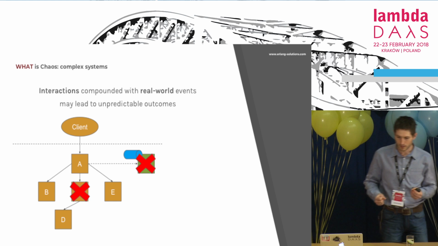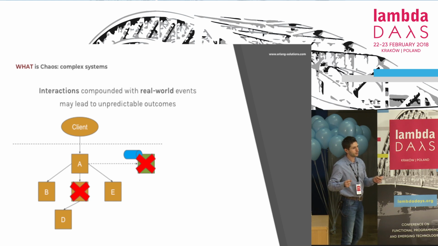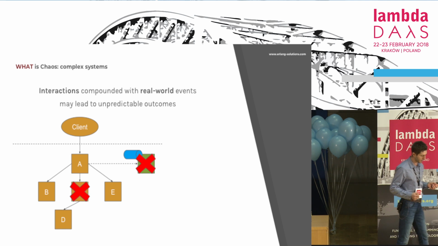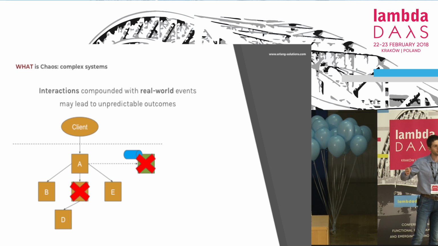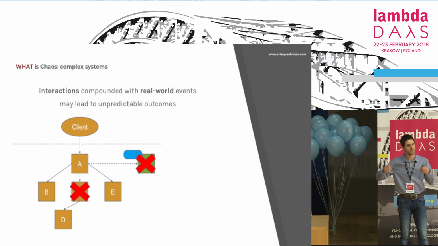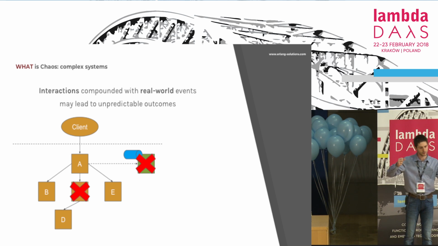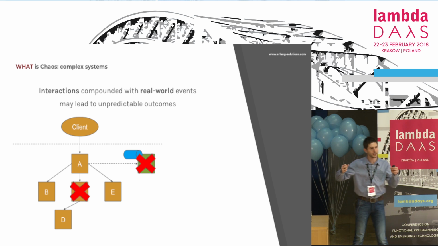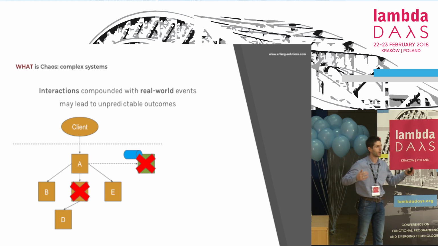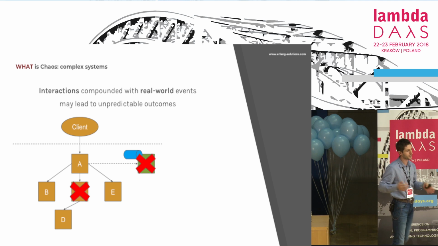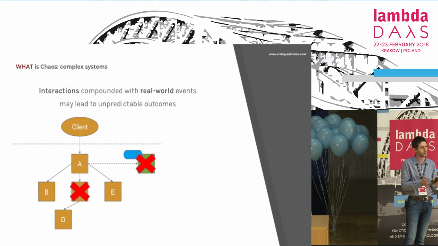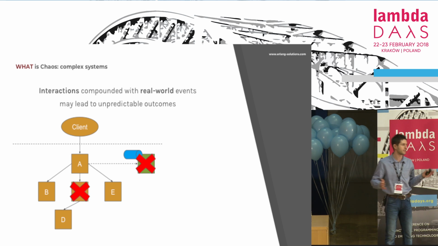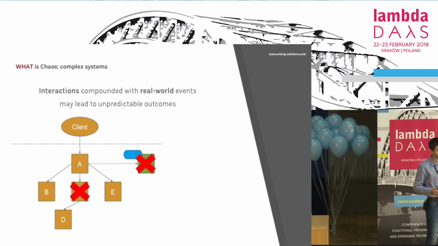And even if the individual services function properly, they are tested by the teams that ship them, then they are integrated at some integration stage, and then they are deployed. The interactions between them may lead to some unpredictable outcomes when they are in production, and especially when compounded with some real-world events like server crashes, net splits, disk failures, and such.